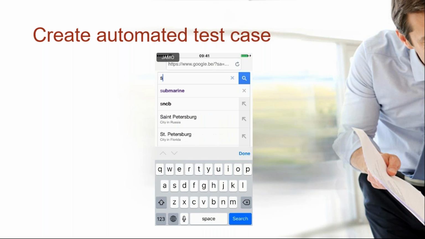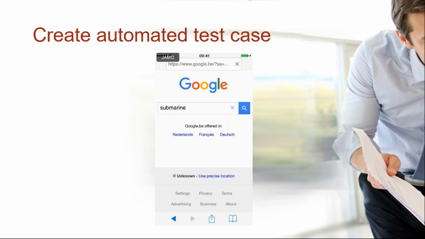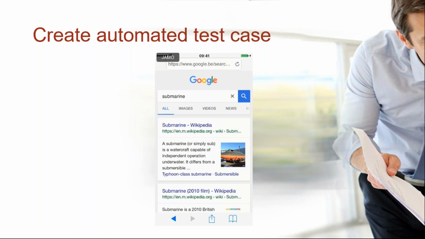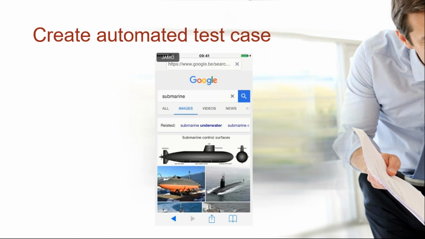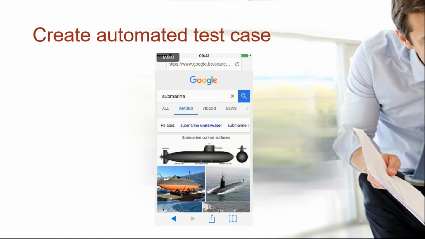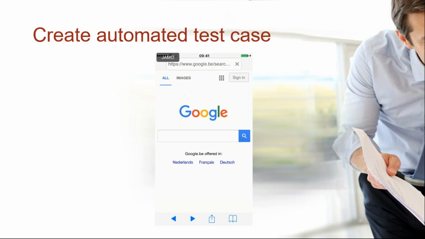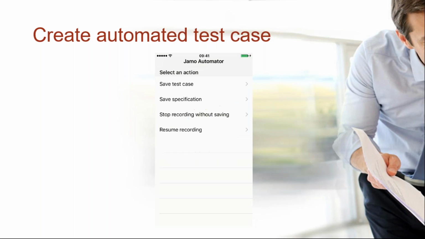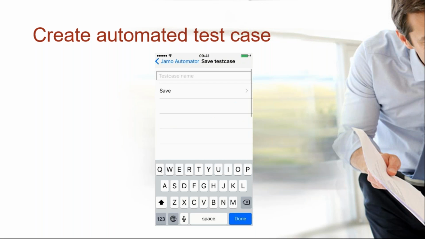So you're filling in, in this case again, the word submarine. As soon as it's typed in, you click on the search button. And on the results, you click on images. And again, we are going to select the image on the second line. And we will close the image. And then next to it, we click on the Google icon, so that we are back on the home page. We save the test case.